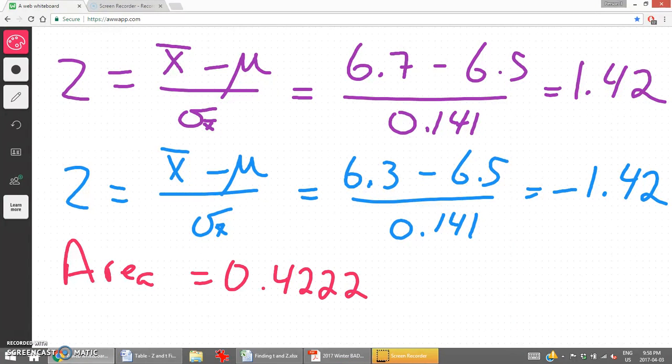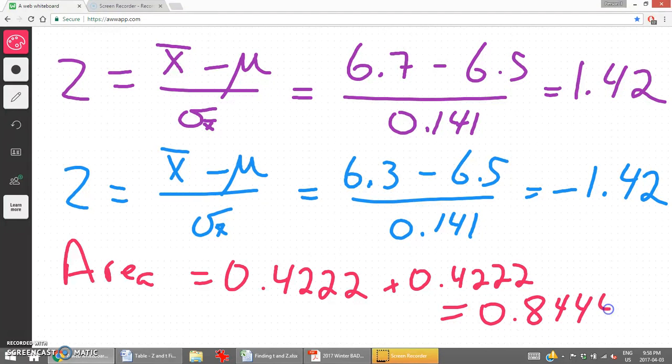So we can add that area again, or we can multiply it by 2 to get our final answer, which will be 0.8444, or 84.44% probability that any sample mean of size 70 should be between 6.3 and 6.7.